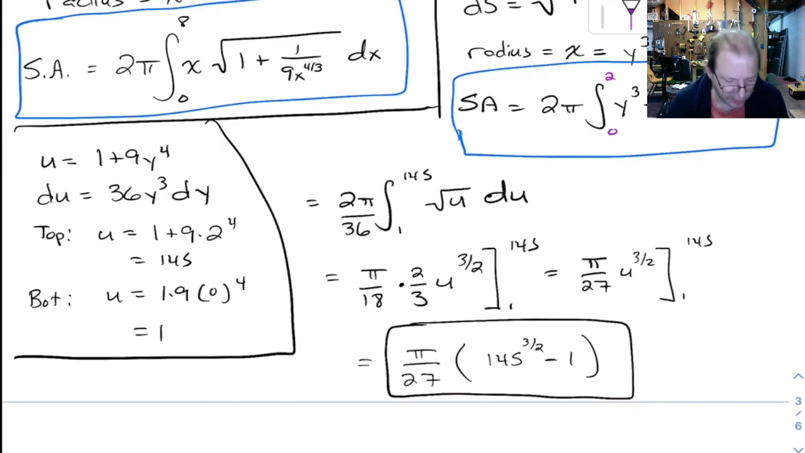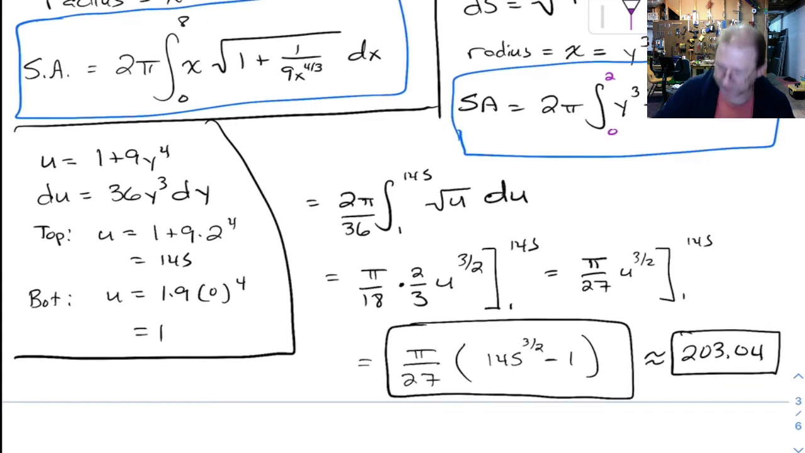Let's see what this is numerically. If I do 145 to the 1.5 power, get this number, minus 1, times pi over 27. This gives me 203.04. So we've got an exact answer and we've got an approximation for this surface area.